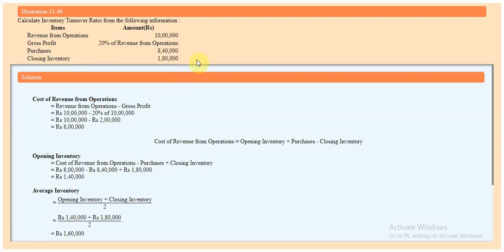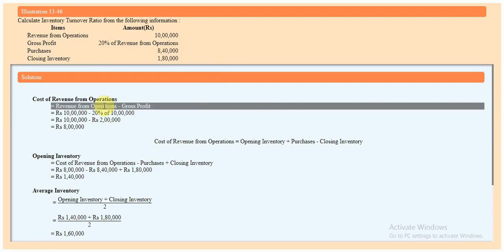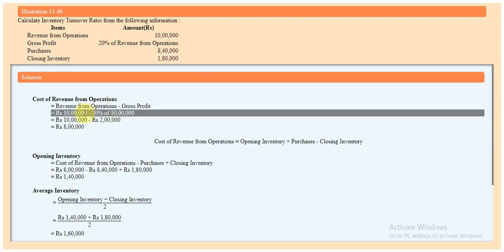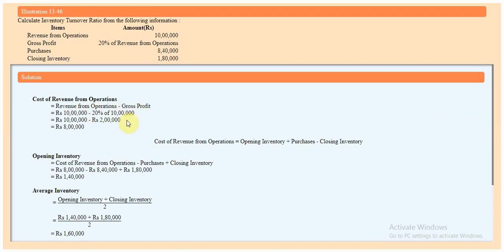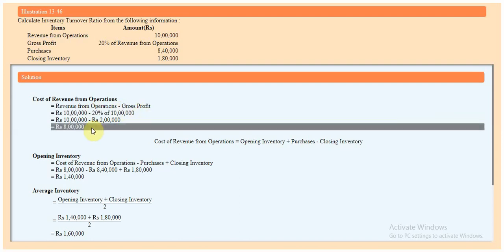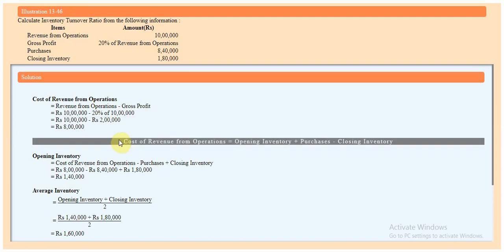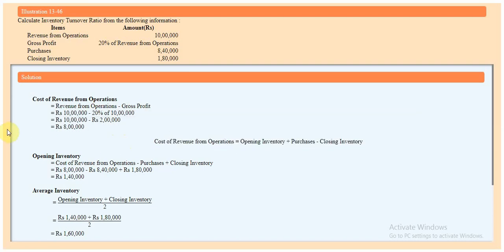So first we will find out the numerator, which is cost of revenue from operations. How do we go about that? We have the revenue from operations and we have to less the gross profit. So revenue from operations is directly given, which is 10 lakh minus 20% of 10 lakh. We have 8 lakh as cost of revenue from operations. Now we have to find out the denominator. What is the denominator? Average inventory. So for average inventory, what do we need? We need the opening inventory and closing inventory. We have the closing inventory, it is directly given, but we do not have the opening inventory.